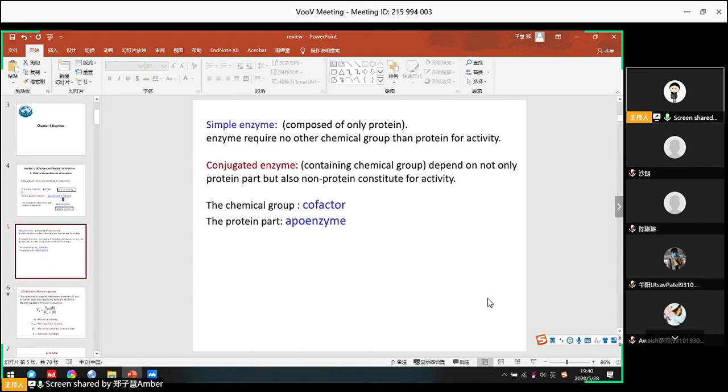Simple enzymes require no other chemical group, just the protein, for their activity. But conjugated enzymes depend not only on the protein part, but also on the non-protein constituent. The cofactor is a chemical group, and the apoenzyme is the protein part.